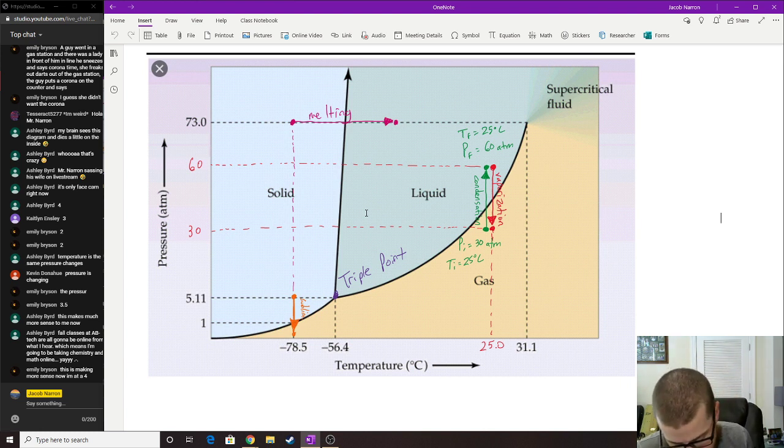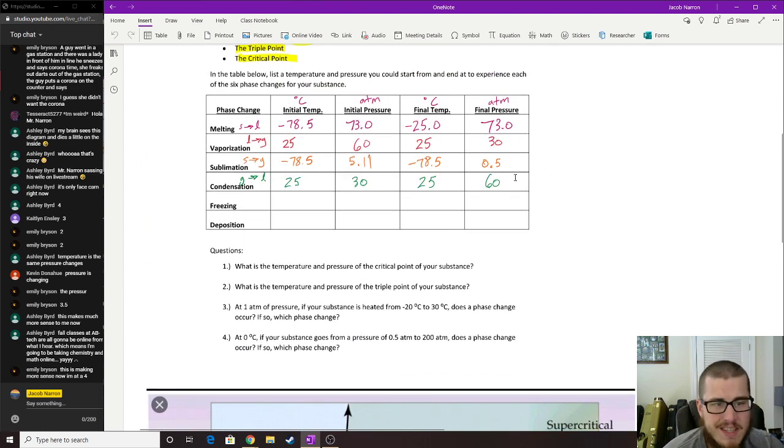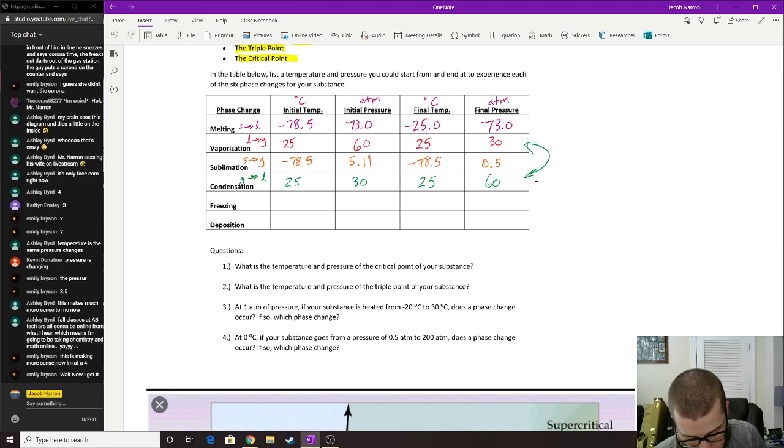So I'm going to write these numbers down. Initial temp, 25. Final temp, 25. Initial pressure, 30. Final pressure, 60. So as you can see, all I did is these two right here, kind of the same thing, it's just reversed. And that's okay. We can do that. And I'm going to do the same thing for freezing and deposition because now I can.